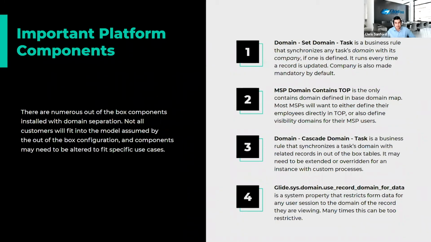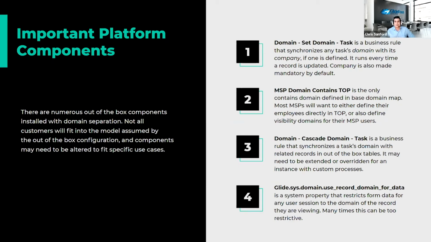One of the most important considerations when implementing domain separation is how will domains be automatically assigned to data? You're probably not going to want to add the domain field to every form layout as a mandatory field, because many of your end users will likely have no idea what a domain is. Out of the box, incident data and most task records have their domain assigned based on the company field. This happens through the domain set domain task business rule, and similar rules exist on the user table and the base CMDB table. Company is also made a mandatory field on the incident form and several other forms by default.